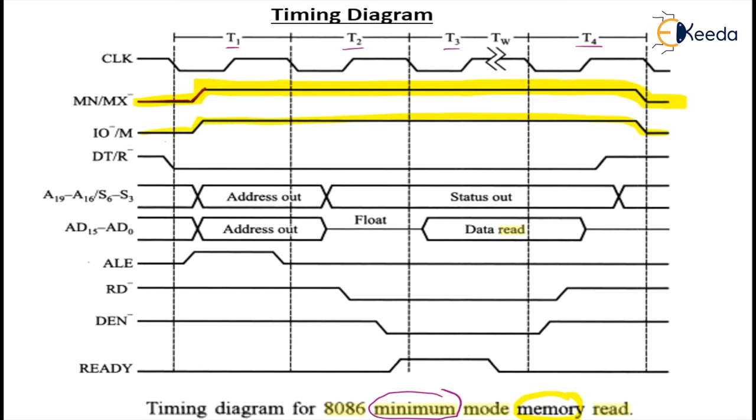Read operation means receiving. Read means receive, and write means transmitting. So how can we put it? We have to put RD bar, which is active low. For read, RD bar should be 0. Then only can we receive the signal.